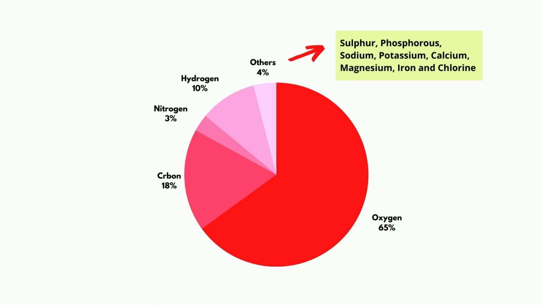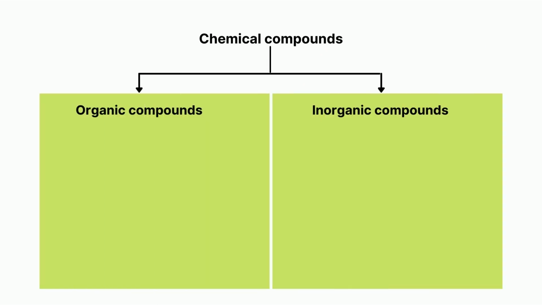All these elements combine together and form different types of chemical compounds. Now we will see what types of chemical compounds are there in a living body. The chemical compounds are mainly grouped into two types. One is organic compounds, the other one is inorganic compounds.